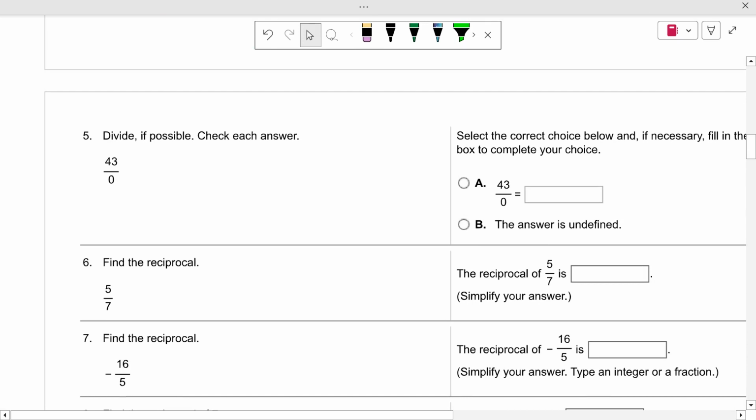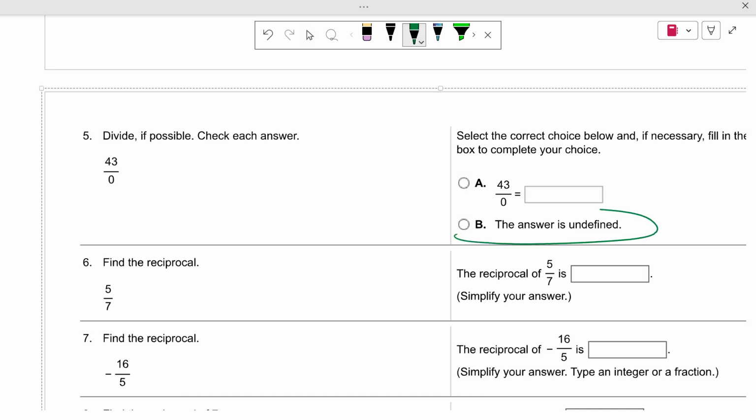When you divide by 0, what happens? Everything is good in the world until somebody tries to divide by 0, because the answer is undefined.